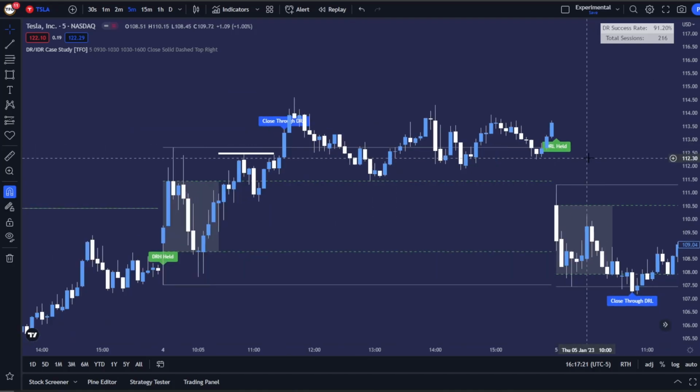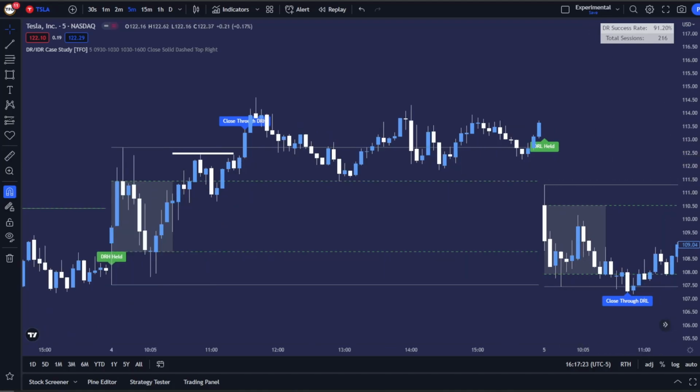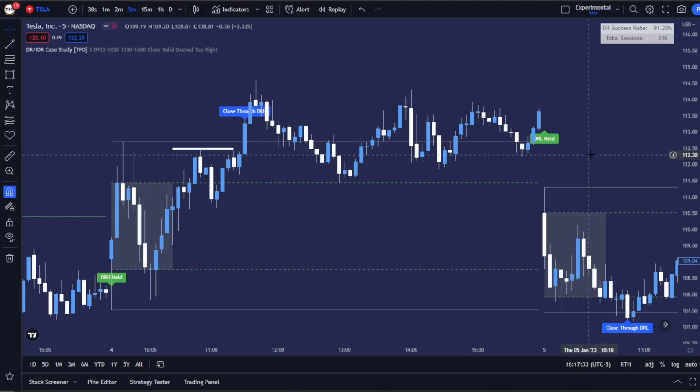But again, I think it should be made pretty clear that this is not some sort of buy and hold strategy. The rule is not that if price closes above the DR high, it will remain above this point for the end of the session. It's that if it closes above this high, it should not close below this low. And so that's a lot of room for price to travel in order for this to be invalidated. So that's not to say that price cannot end up back in this range at the end of the day.